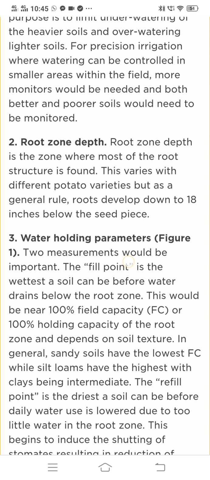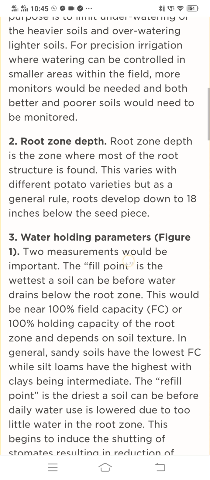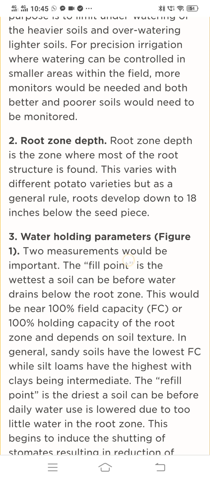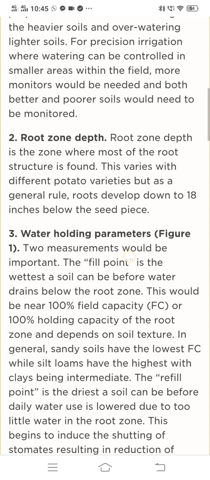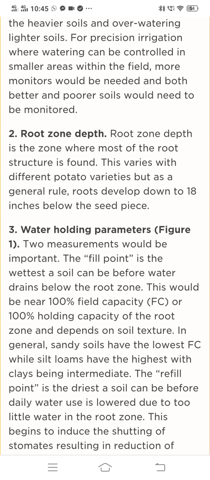Root zone depth is the zone where most of the root structure is found. This varies with the crop. Here it is an example of potato, but for any kind of crop it is variable. So how deep the roots go is very important in deciding the scheduling of irrigation.